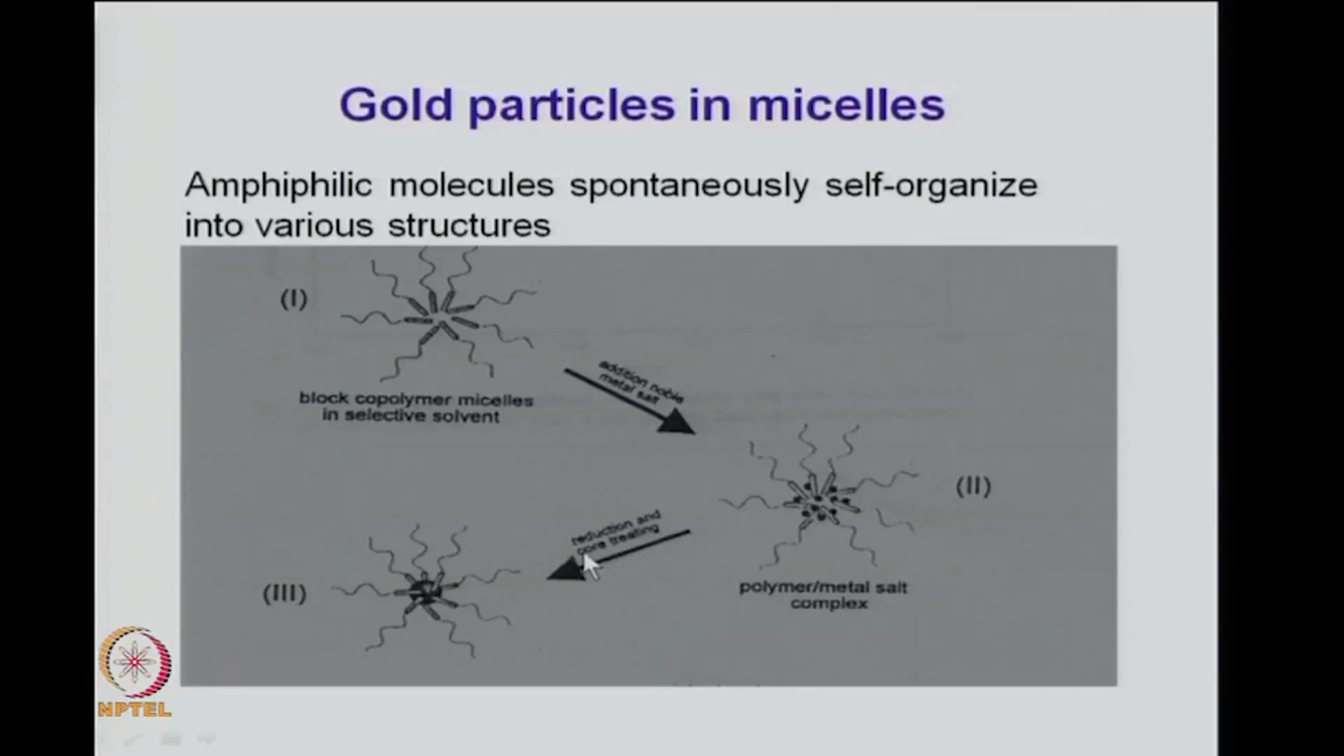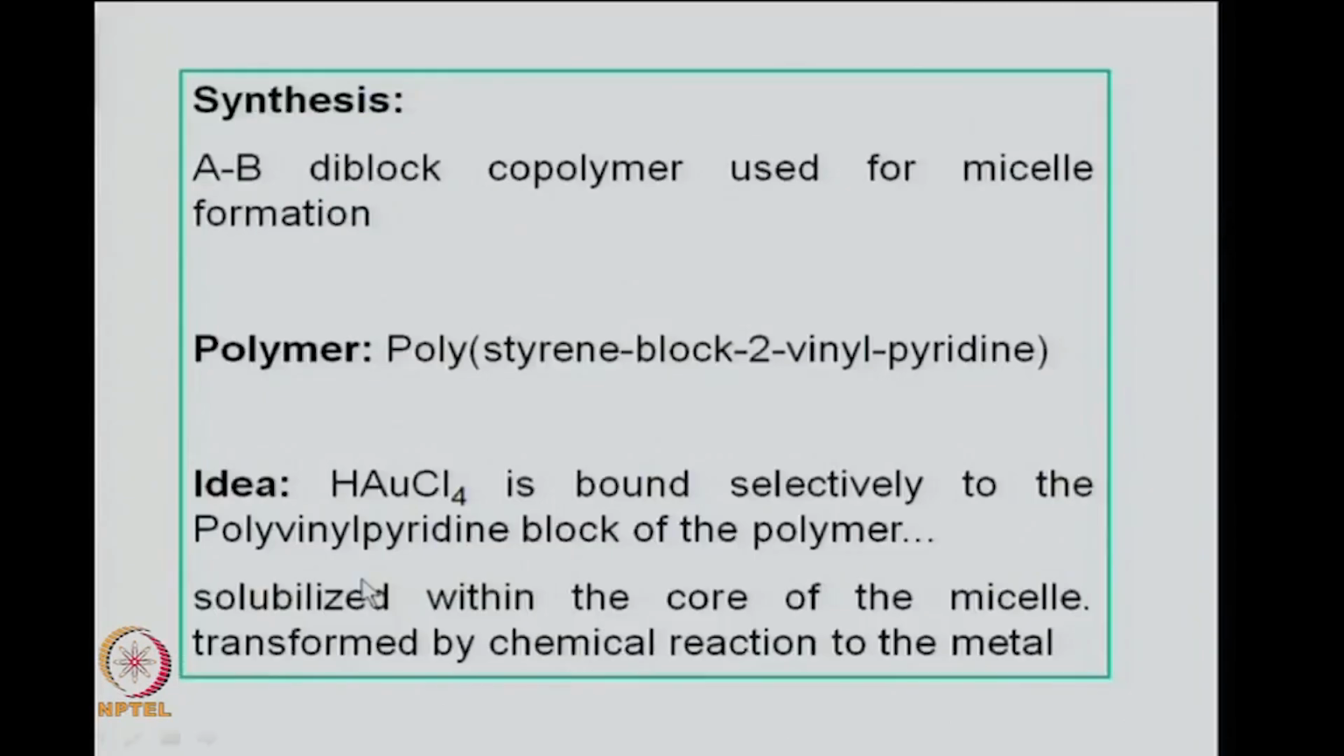In this step you finally end up with the gold particle at the center and the block copolymer around it. So, this is a typical synthesis using a diblock copolymer as a template to make gold nanoparticles. The diblock copolymer appears to function like a surfactant does and forms a micelle, and the auric chloride attaches to the head group and then can be reduced to form the gold nanoparticles at the center of the micelle.